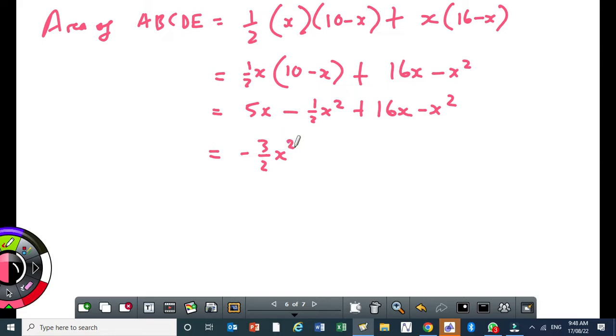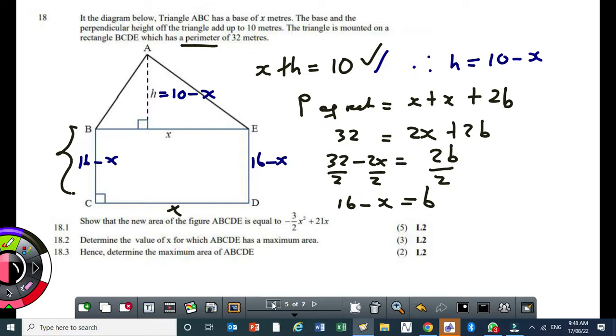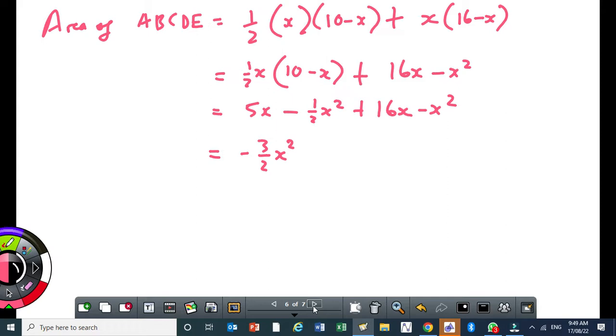Am I right? Yes, correct. When you're doing the question, always check what you're supposed to show, so that you know that you are on track. I'm smiling already because I got this minus 3 over 2 x squared. It's a clue that what I'm doing is the correct thing. Don't answer the question blindly. Ask yourself whether it's making sense or not.